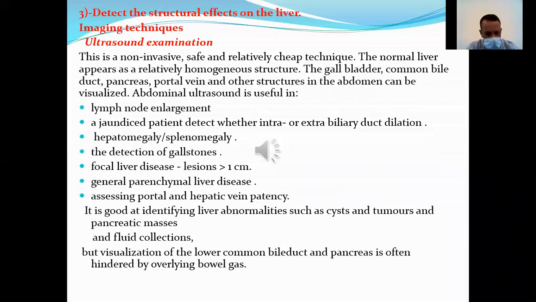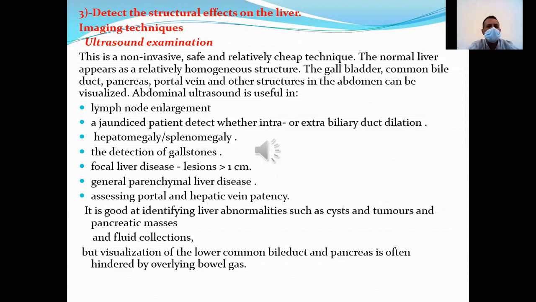Another investigation is the test that detects structural defects in the liver, which is the imaging technique. The simplest and most commonly used imaging technique is ultrasound examination. It's a non-invasive, safe, relatively cheap technique. The normal liver on ultrasound appears to be a homogeneous structure. The gallbladder, common bile duct, pancreas, portal vein, and other structures in the abdomen can be visualized.